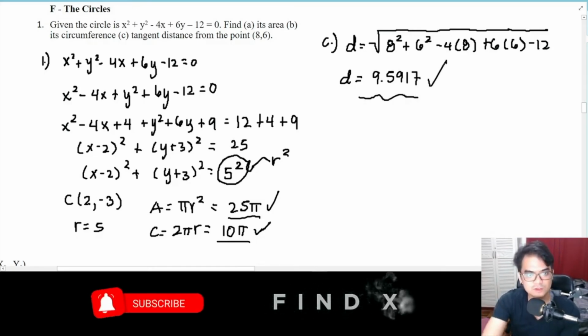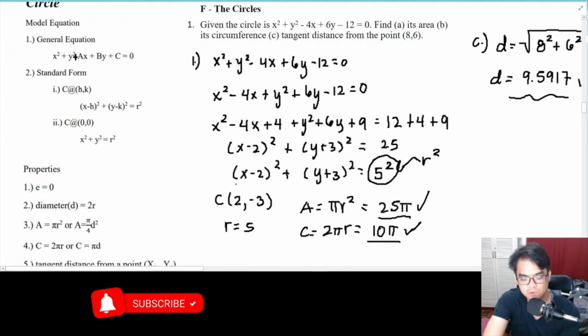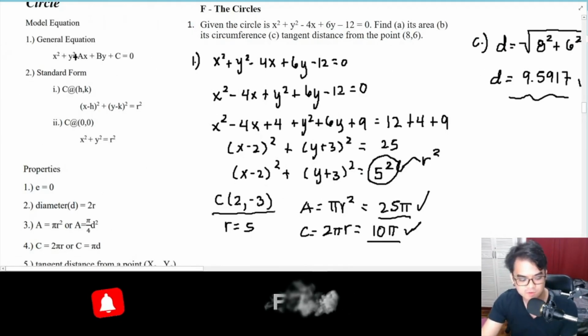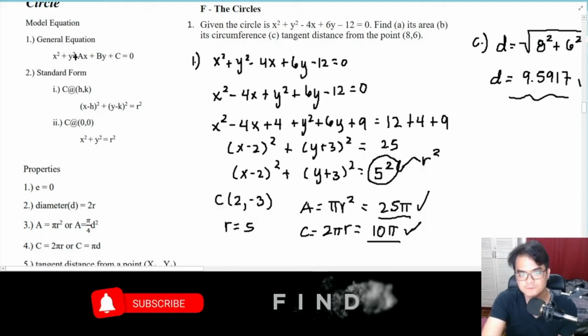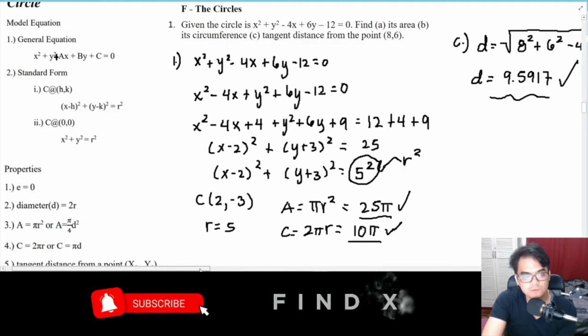So we are done with the circle. Very simple one. If we are asked to find the center, we also have the center, which is 2 and negative 3. Let's move on to the next topic.